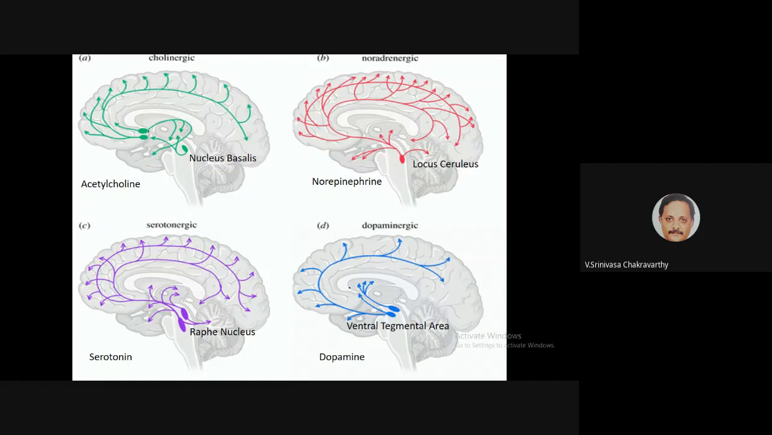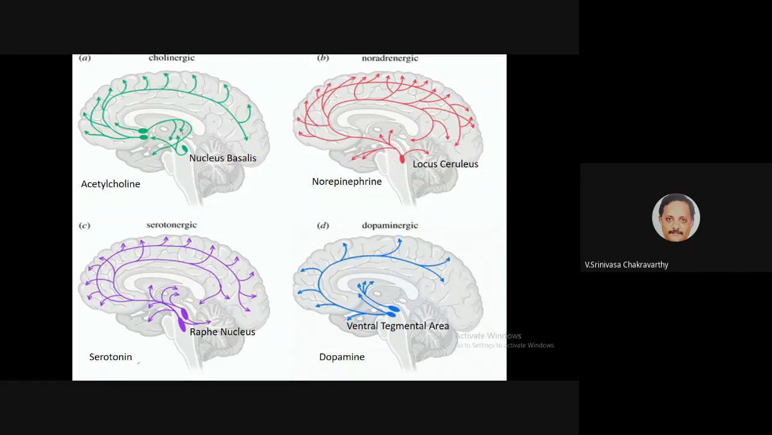The other one is called medial septum, which projects to hippocampus and a few other subcortical structures. Similarly, there is norepinephrine, another important neuromodulator. It is released by a cluster called locus coeruleus, which projects to lots of subcortical and cortical structures. Similarly, serotonin, with the raphe nucleus as the main cluster, projects to cortical and subcortical structures.